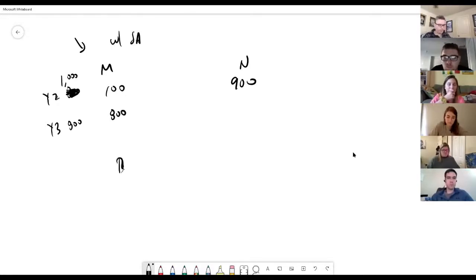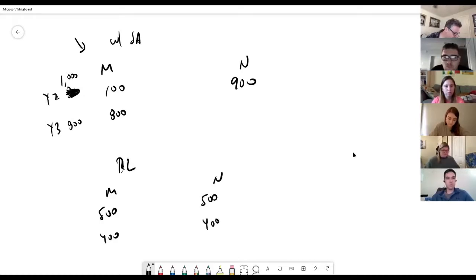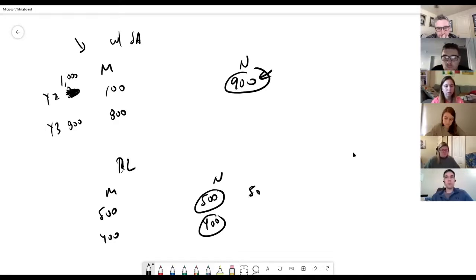And then the baseline was 500. And so we were focused here on M and said M's not worse off, but just look at N. N is much better off. N ends up with 900 after tax here because it's all tax free, and N ends up with 500 after tax here, and then 60% of that. So N ends up with 500 plus 240, 760.